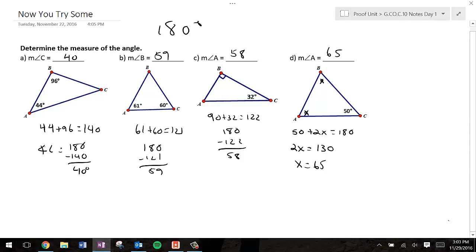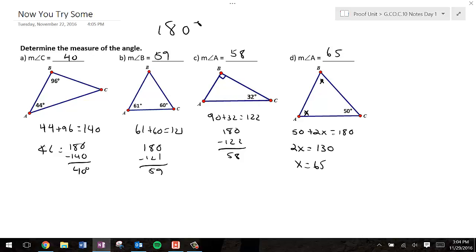Welcome back. So as you can tell, I used the same process for each one of them with the exception of letter D, where I added the 2 angles they gave us and subtracted from 180 to get my final angle. I had 40 for letter A, 59 for letter B, 58 for letter C. Letter D, they told me that angles A and B were the same, so I made each of them x, and I added all 3. 50 plus the 2x equals 180, and solved for x there, and I got that angle A and angle B would both be 65 degrees.